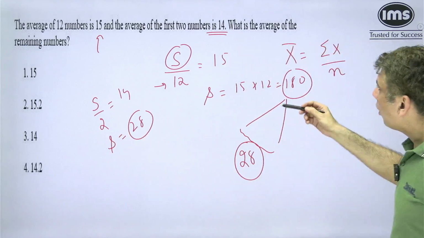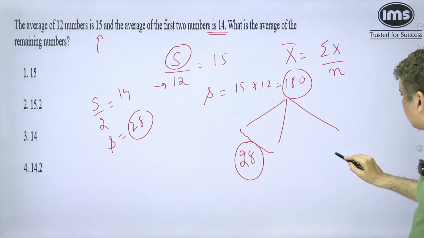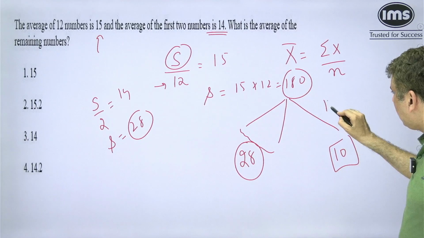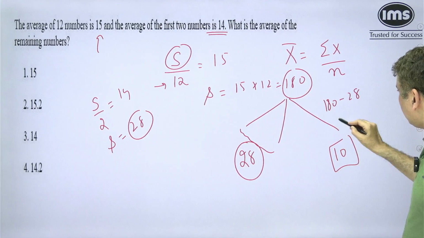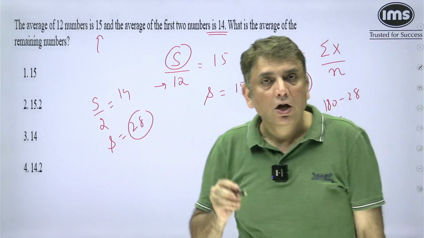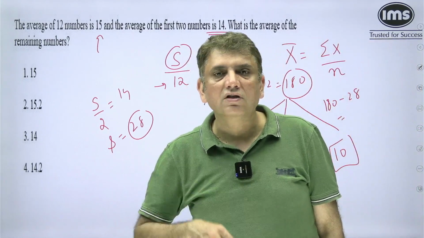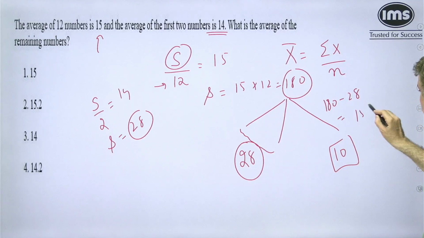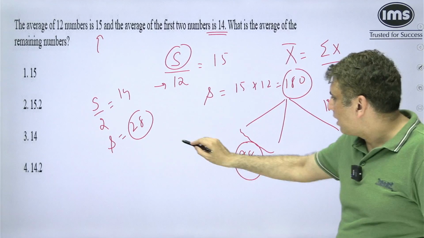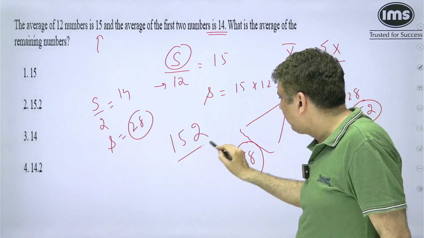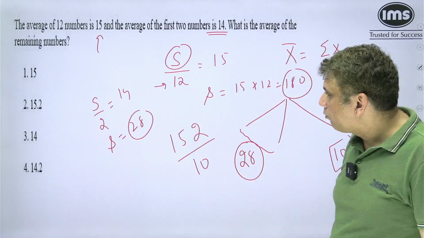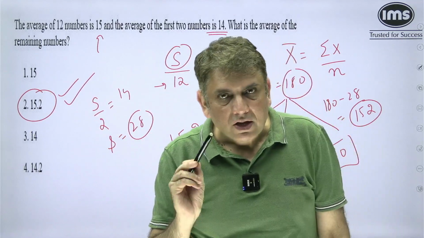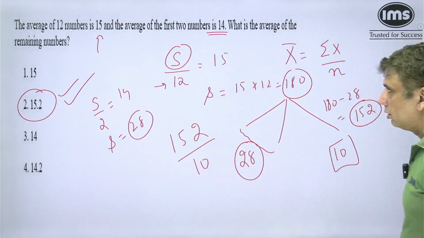Right? Now, out of 12, the remaining numbers are 10. And the sum of the remaining numbers will be 180 minus 28. Now 180 minus 20 is 160 and 160 minus 8 is 152. So the sum of the remaining 10 numbers is 152. And their average would be 152 by 10, which is 15.2, which is the second option. 15.2 is the correct answer. Clear? Moving on to the next question.